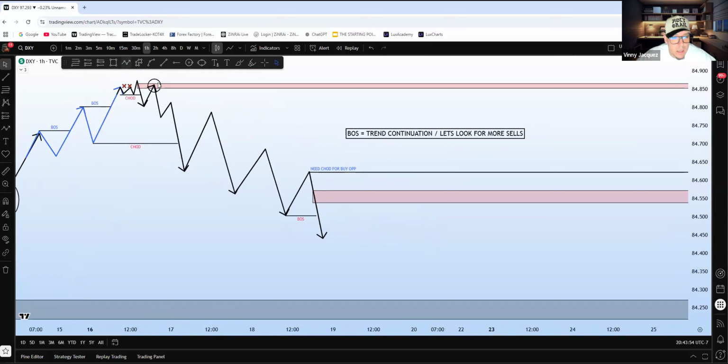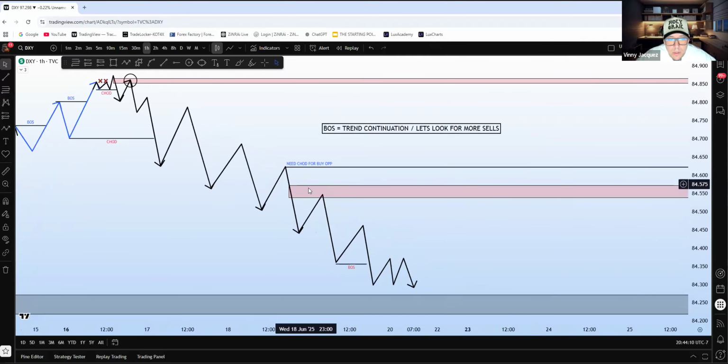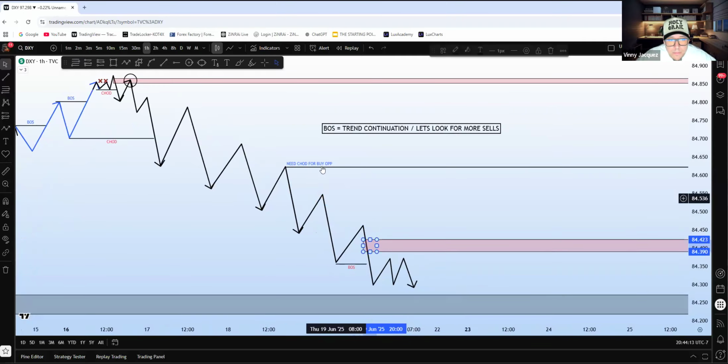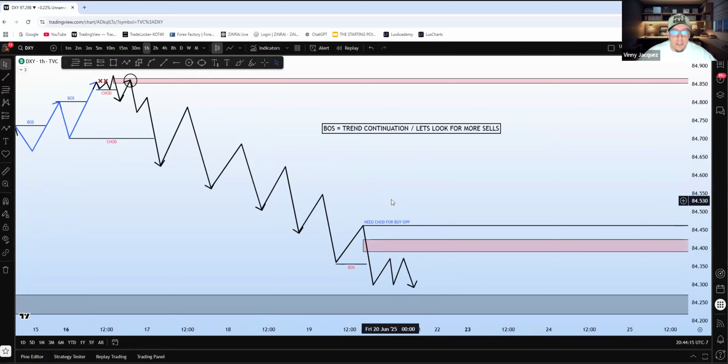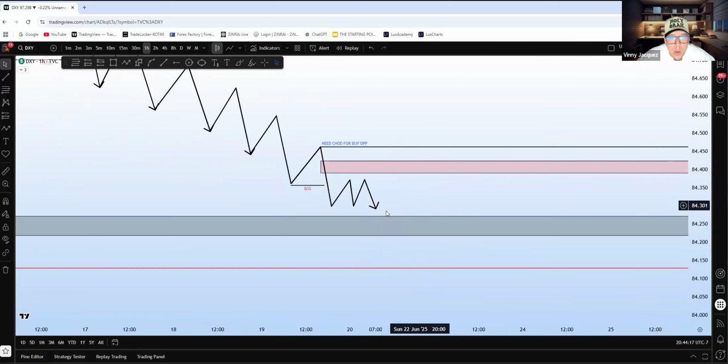Okay, let's make this happen a bit quicker. Opportunity. Opportunity. And now the market is consolidating. Okay. So we had a break of structure. This is the closest break of structure at this point.